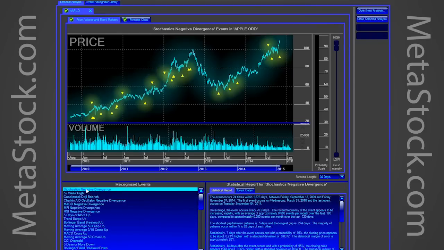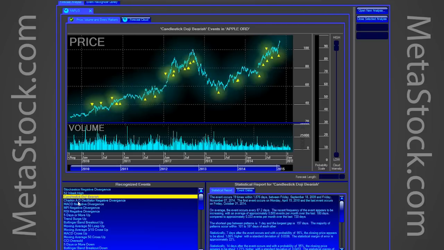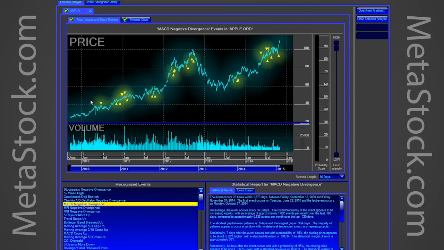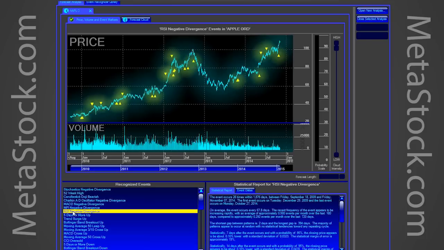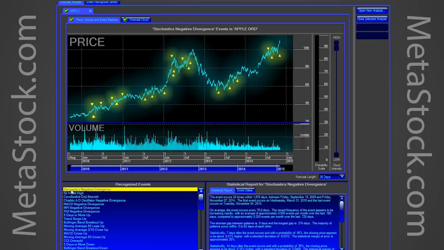We're looking at these different types of technical setups. As I kind of go through them, you'll notice here that these yellow triangles at the top, they change. And what it is showing us right here is that every time we've had, say, a stochastics negative divergence condition on Apple over the last 5 years, it's being pinpointed onto this bar chart. So every time we see one of those, we have this very specific technical setup.